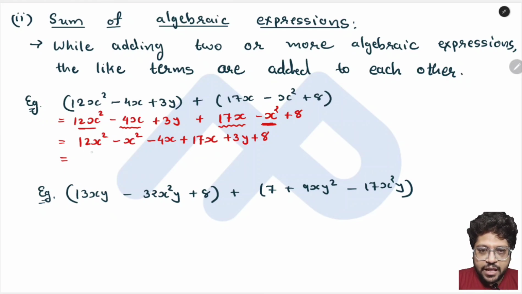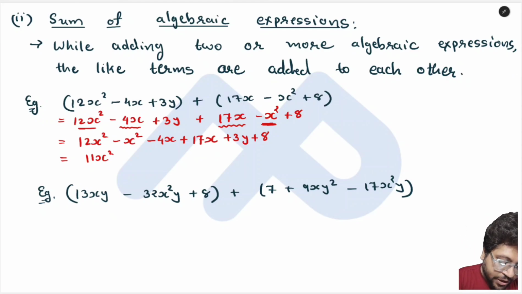You see this 12x square and minus x square. Minus x square means it is minus 1 times x square. So just 12 and minus 1 will be resolved. 12 minus 1 is 11 only, so I'll write 11x square. You see, I'm just adding or subtracting the coefficients. So 12x square and minus 1x square, 12 minus 1 is 11x square.